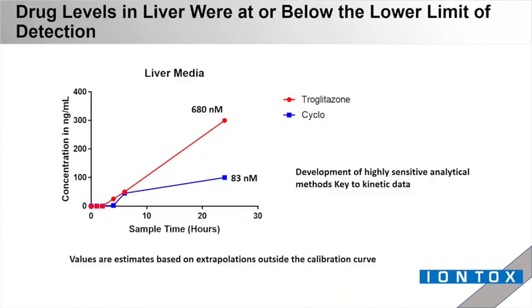And then when we look at what's in the liver model, what we noticed is that the drugs were at or below the limit of detection. So the development of highly sensitive methods is really key to our kinetic data. But when we look, what we see is a lag phase before we begin to see accumulation into the liver compartment. And this lag phase is due to the time it takes for the parent to get through the intestine and then into the perfusate and then out into the liver. And this is also due to the fact that once it is delivered to the liver compartment, the liver cells will be rapidly taking up and metabolizing both troglitazone and cyclosporin. And so we see that nicely represented here with this lag phase.